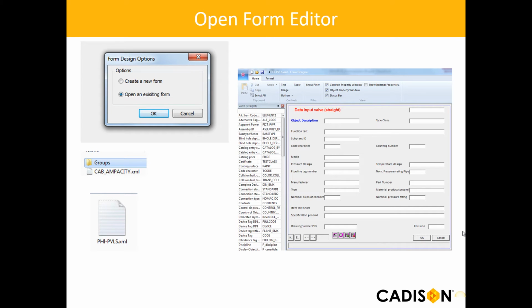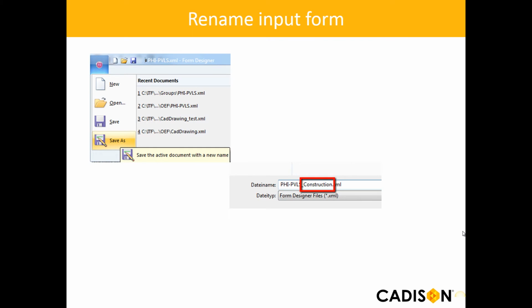First, we have to open an existing XML file. Then we navigate to our new folder called Groups. In this, we open the copied XML file. The next step should be to save this as a new XML file under a new name. Move the mouse to the upper left corner and select Save As. As we have seen before, we only have to add the user group to the name, so the new name has to be phi-pvls underscore construction.xml.